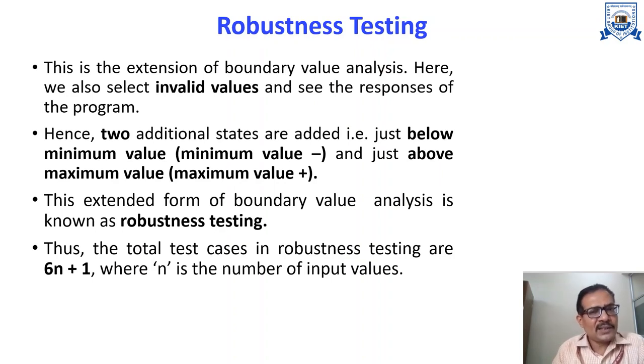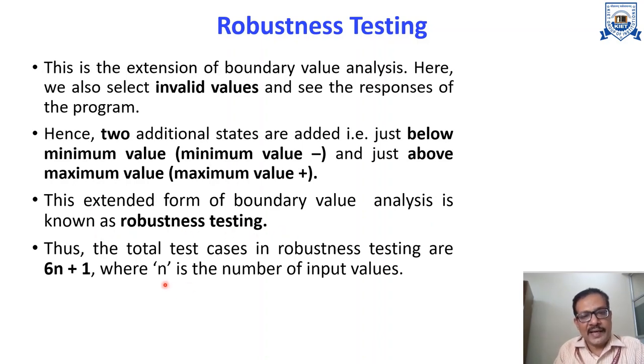And the next one extension of this boundary value analysis is robustness testing. Here what is happening, we go for selecting some invalid values also, and we are going to see how my program is responding. So hence here we go for adding two additional states, that is one value just below the minimum value, that is minimum value minus 1, and just above the maximum value, that is maximum value plus 1. So this extended form of boundary value analysis is known as robustness testing.